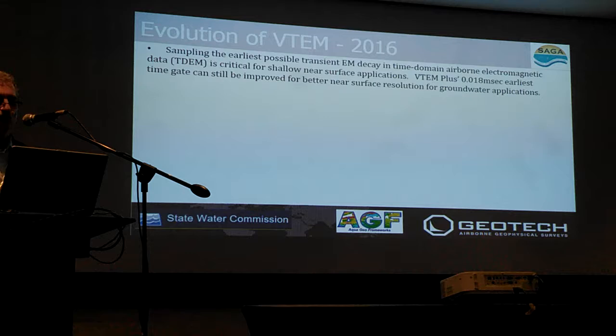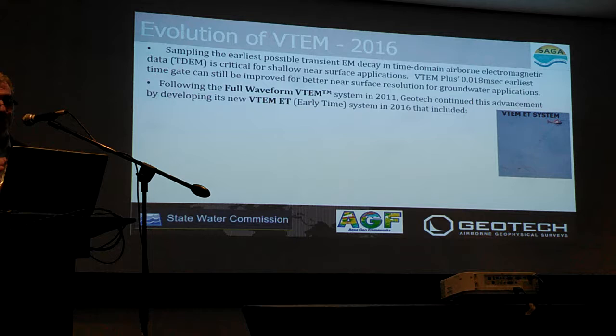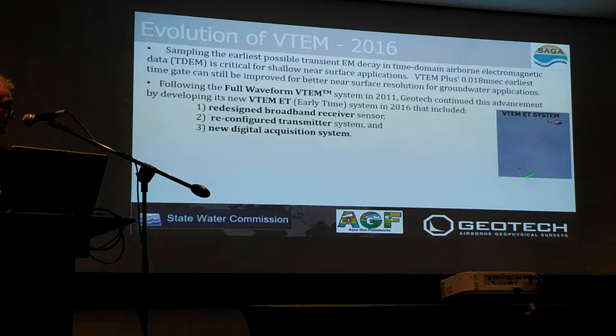more. So following that development in 2011, almost 5 years later, we developed another system, the V10 ET system, in 2016. And it looks remarkably like our V10 Plus system, but it's a much smaller loop. It's a 17 meter loop. We've got an auxiliary loop here where we can put laser and other ancillary sensors, because we don't like to put anything on our loop, not even the transmitter.